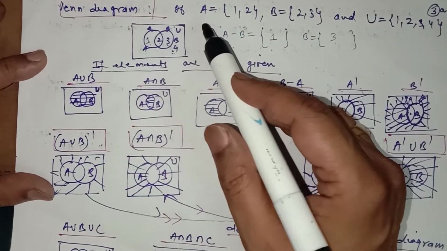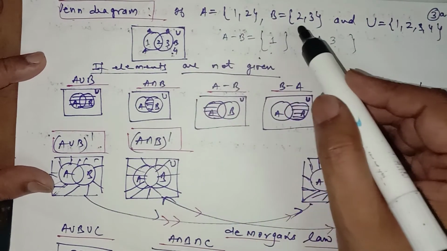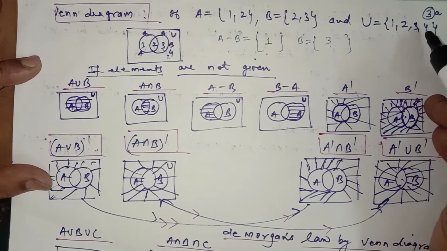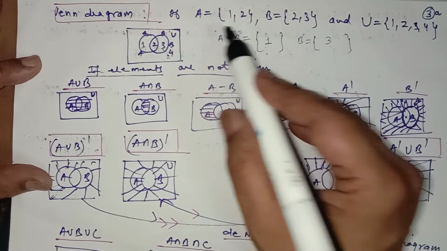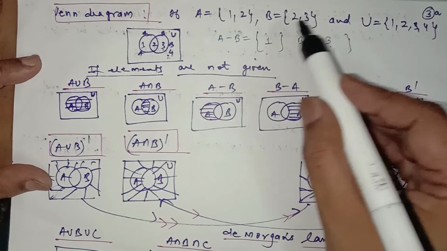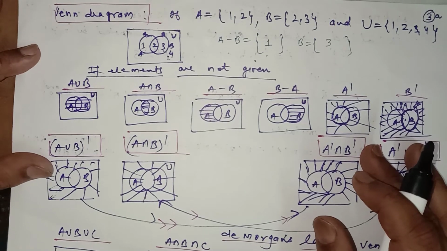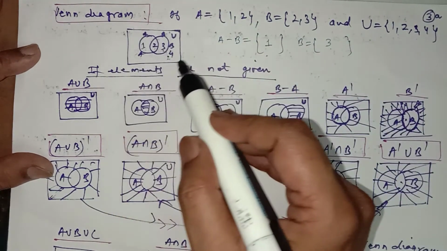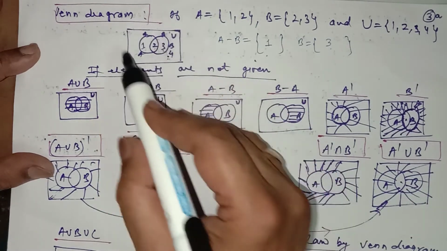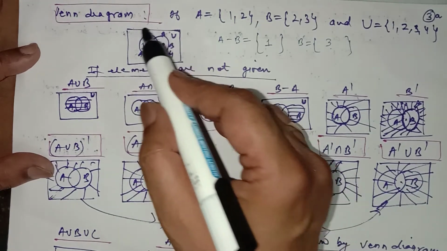Now suppose we have the set A containing 1, 2 and the set B containing the elements 2, 3, and the universal set is 1, 2, 3, 4. Now A minus B you can easily tell is 1 and B minus A you can easily say is 3. Now you have to represent this in a Venn diagram. We denote the universal set by a rectangle and the sets by circles.